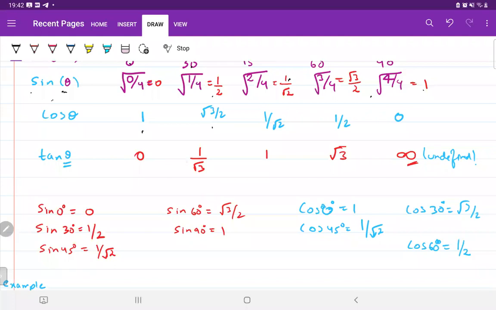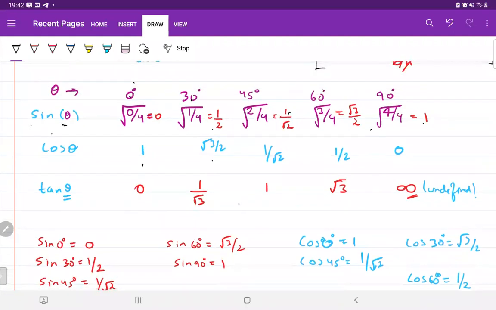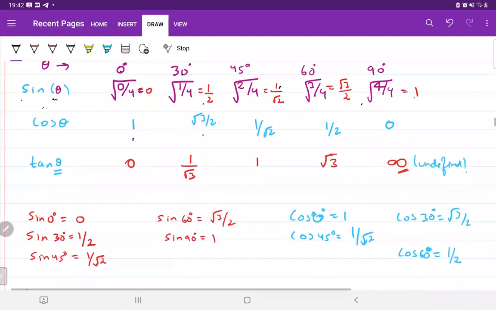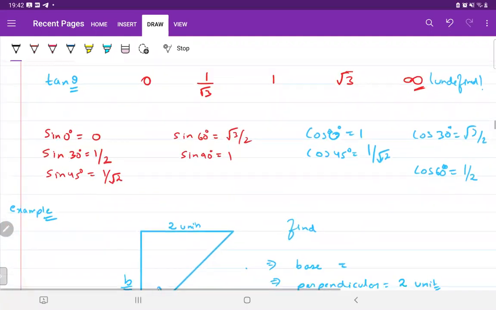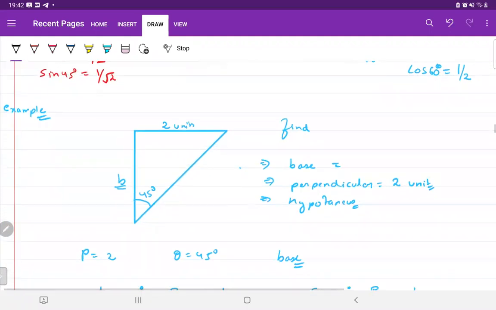Tan 0 is 0. Divide. Tan 30 degree, 1 by root 3. Tan 45 degree, 1. Tan 60 degree, root 3. Tan 90 degree, undefined, infinity. Sir, I'm speaking without looking at the screen. Yes, very good. So now look, everyone will remember the examples.